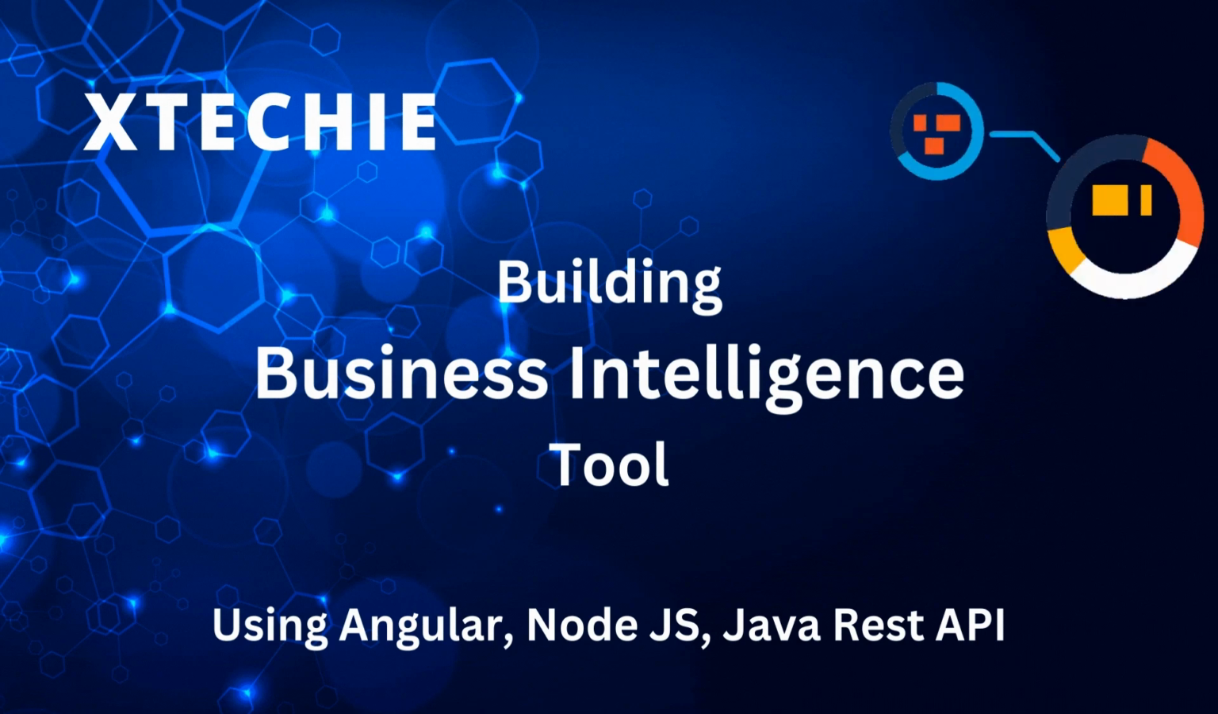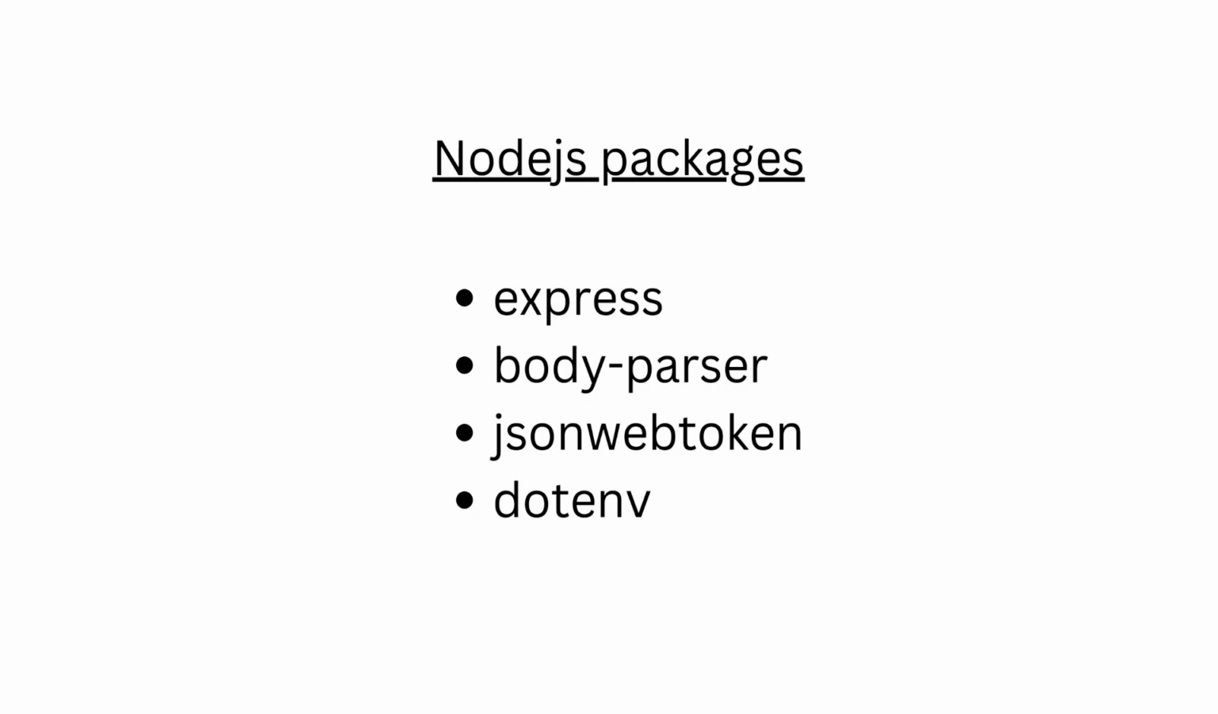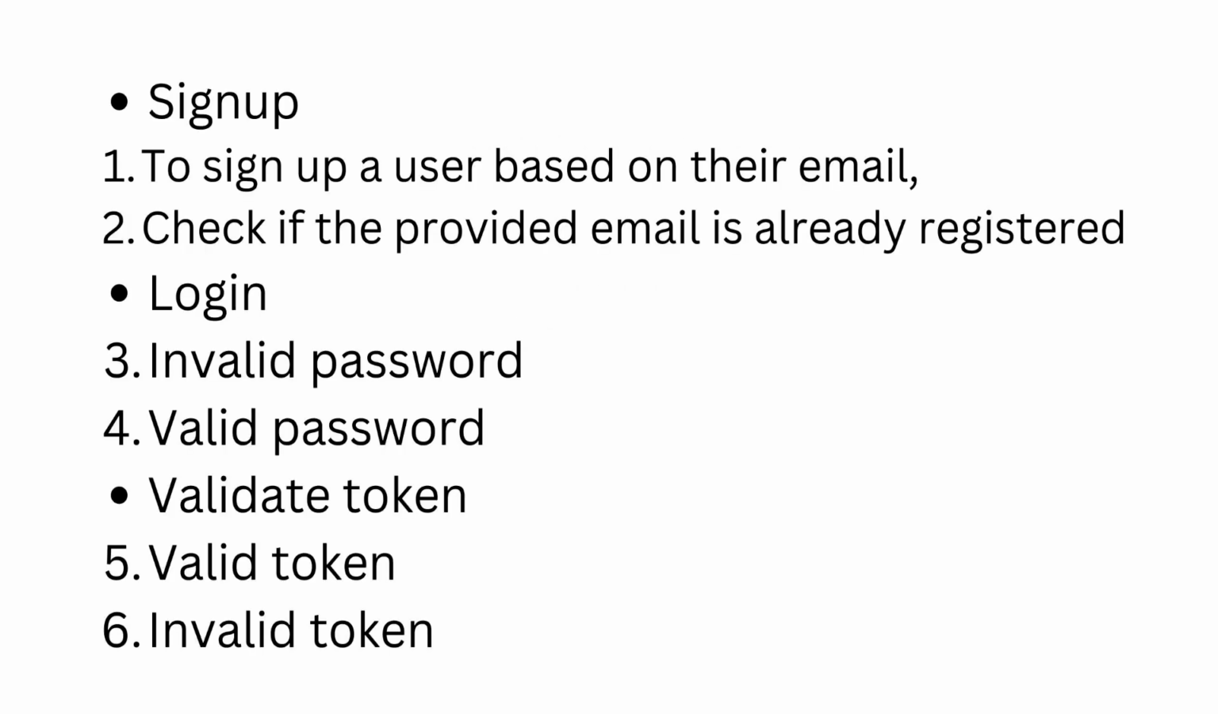Let's get started. Packages used in the application are Express.js, Body Parser, JSON Web Token and dotenv. In this episode, we will cover the process of user registration, login, and token validation based on their email address. We will also check if the provided email is already registered. Let's play with the code.